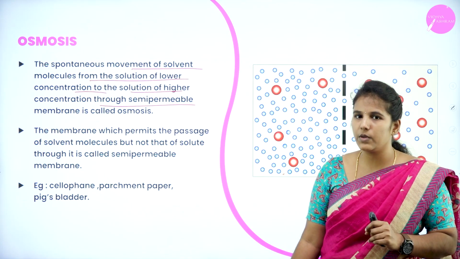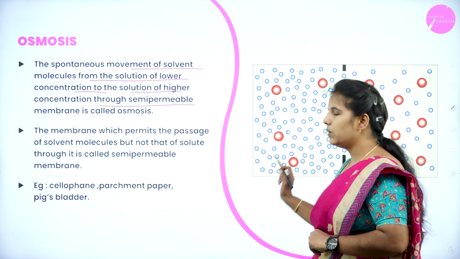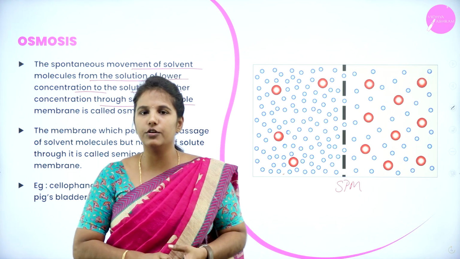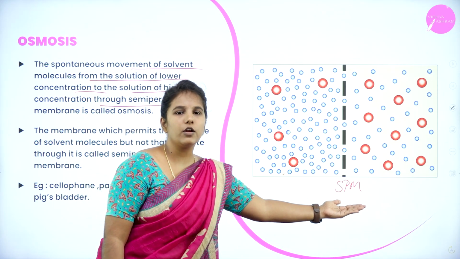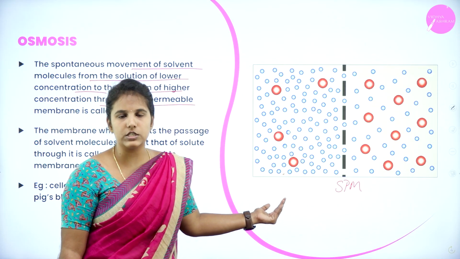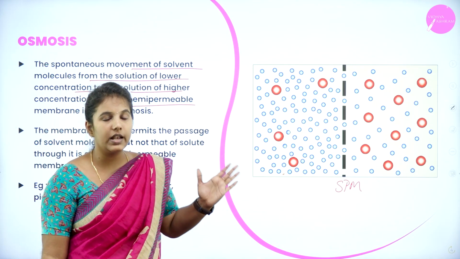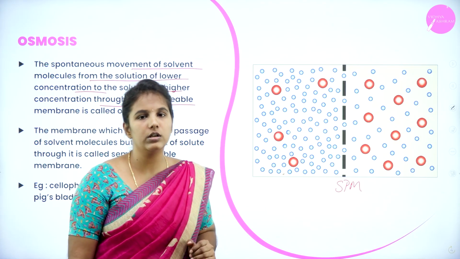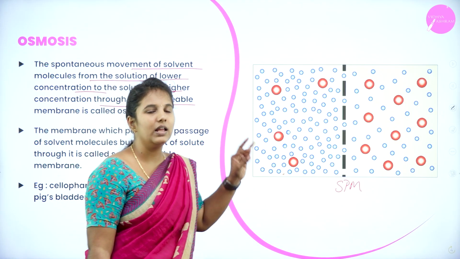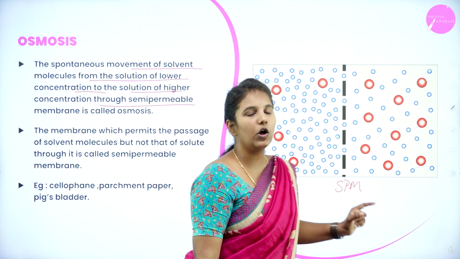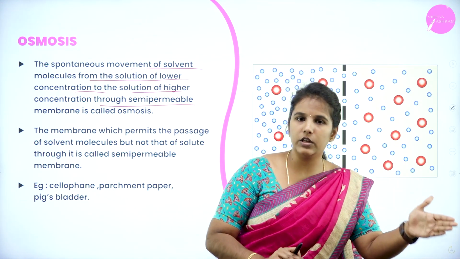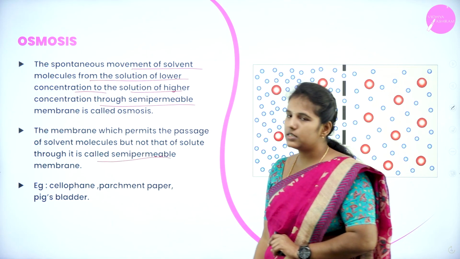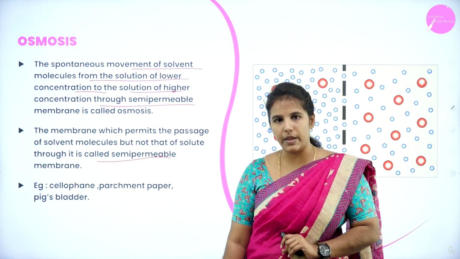What does this semi-permeable membrane mean? It is nothing but a membrane which allows only the solvent molecules to move from a lower concentration region to the higher concentration region. Remember, it will select only the solvent molecules but not the solute molecules. So it is specially meant only for the solvent molecules to pass from the lower concentration region to the higher concentration region. Hence, it is known as a semi-permeable membrane.